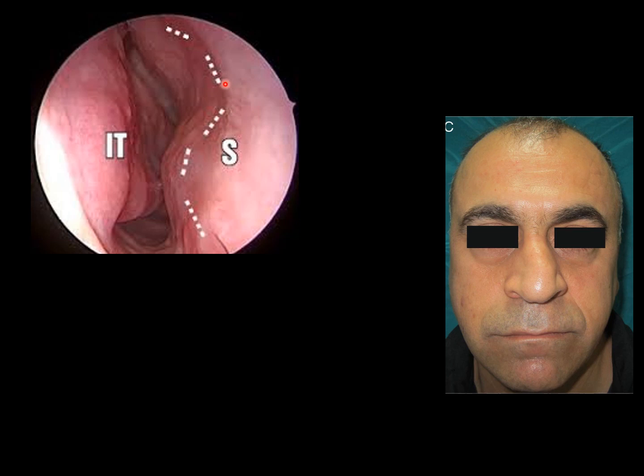for this type of deflected nasal septum, it is usually associated with external nasal deformity as well. Okay, so we'll see this a little later. So C-shaped and S-shaped are usually associated with external deformity, although caudal dislocation can also be associated with external deformity.